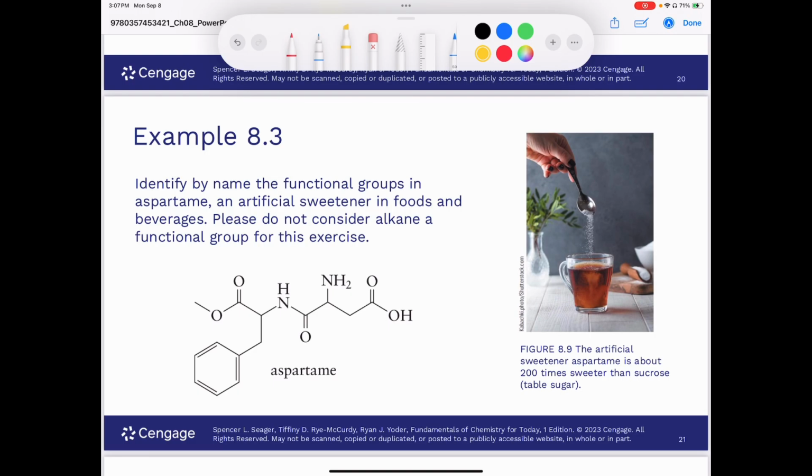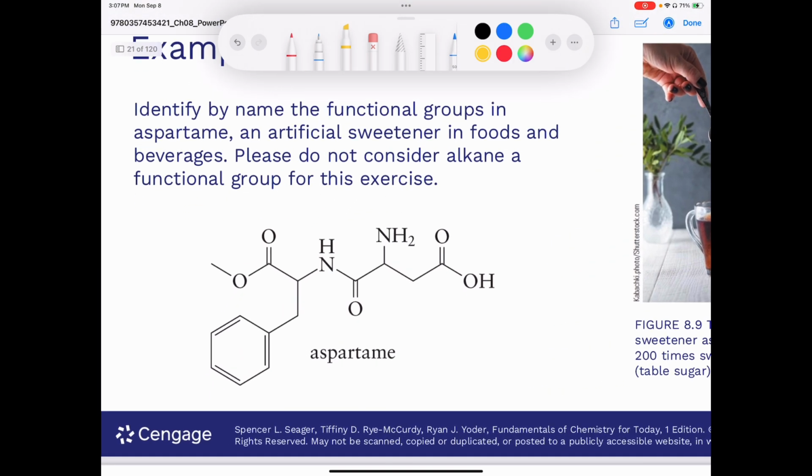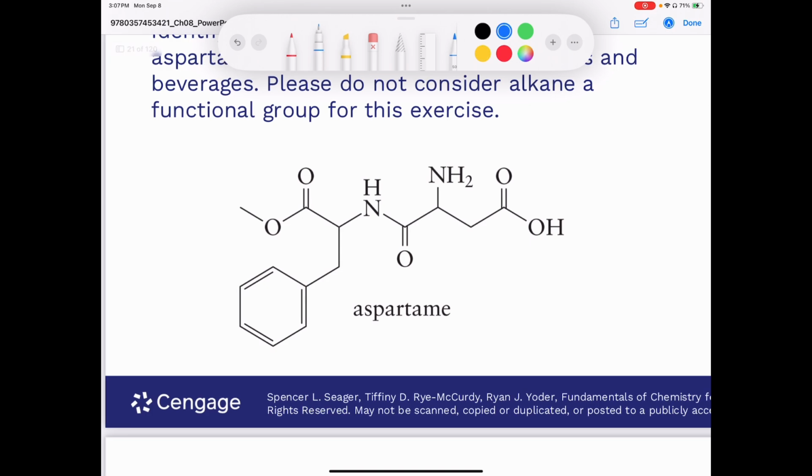Okay, example 8.3. Identify by name the functional groups in aspartame, an artificial sweetener in foods and beverages. Please do not consider alkane a functional group for this exercise. So let's see if we can find some functional groups in here. Well, I noticed this one here, when you have a carbon with a double bond to oxygen, and then attached to that you have an OH group. This is what we call a carboxylic acid.